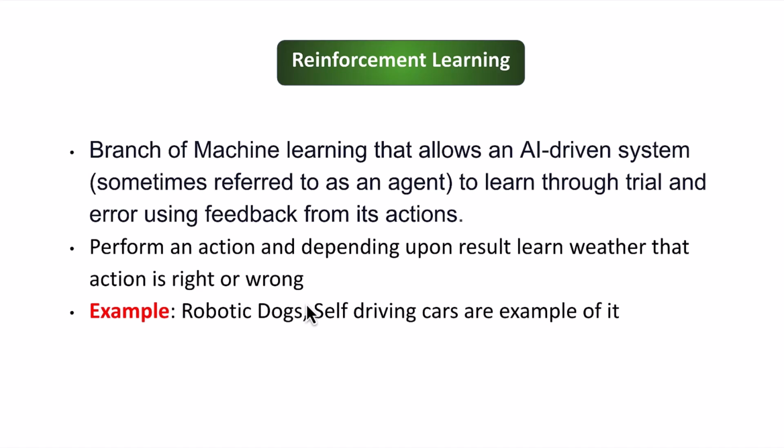And now let's look at the third type of machine learning, which is reinforcement learning. It is actually a branch of machine learning that allows an AI driven system or an AI agent to learn through trial and error using feedback from its actions. So what is the meaning of this long statement? It means that inside reinforcement learning, our AI model or agent performs a few actions, and then based upon the result, our model or agent learns whether that action is right or wrong.